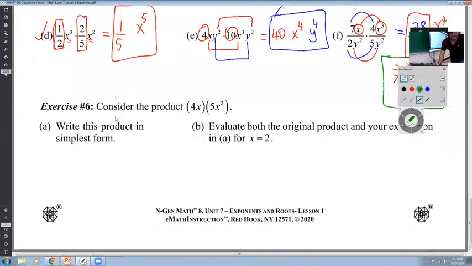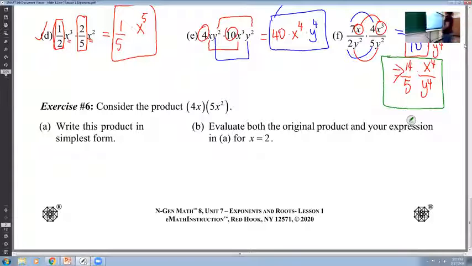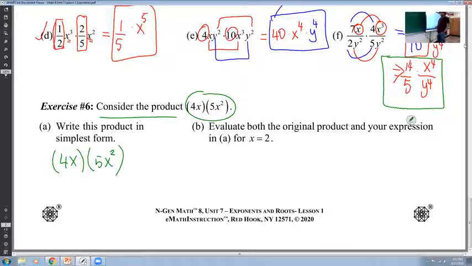Now, guys, this is the last one we will do. Consider the product 4x times 5x squared. Okay, let me copy the question in here. There's a tricky part in here. You need to be extra careful. You can say, yes, there's a parenthesis in here, but this exponent 2 is not outside the parenthesis. It is inside the parentheses, okay?